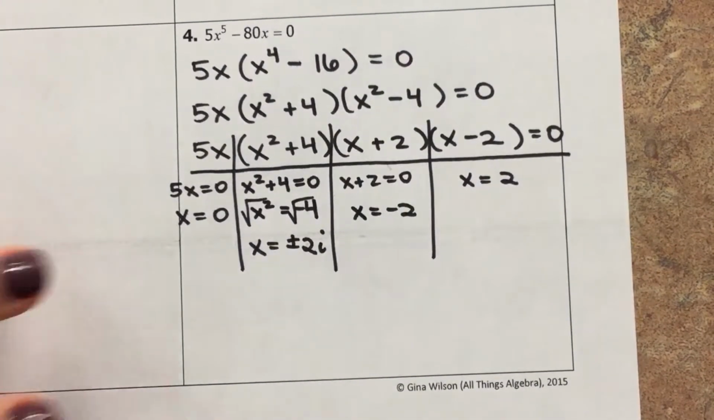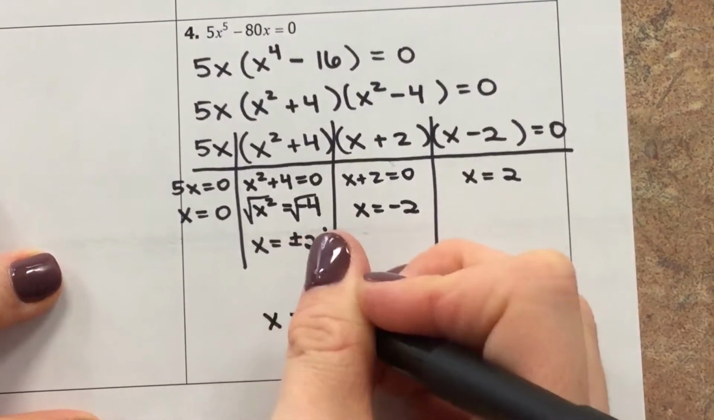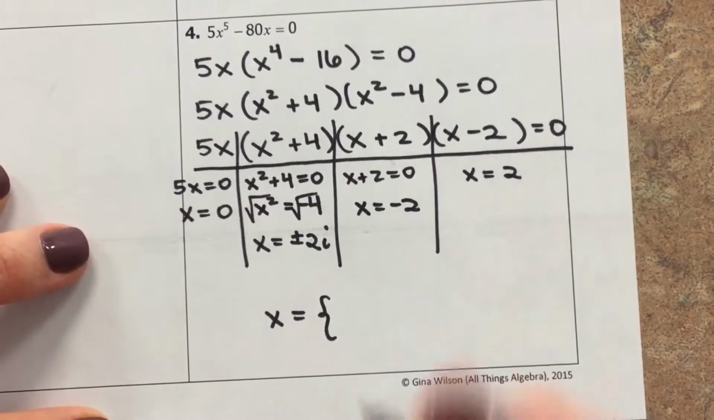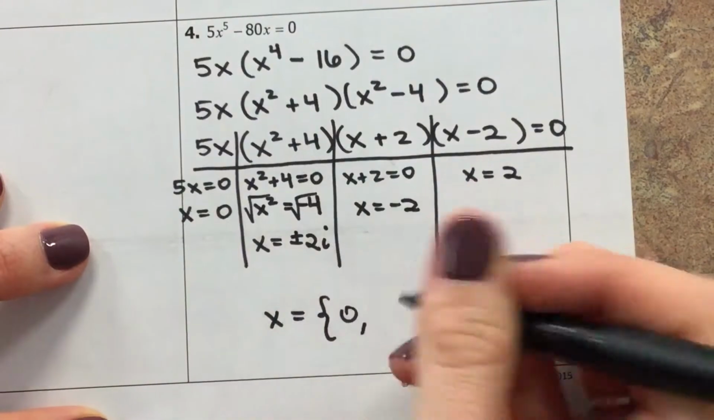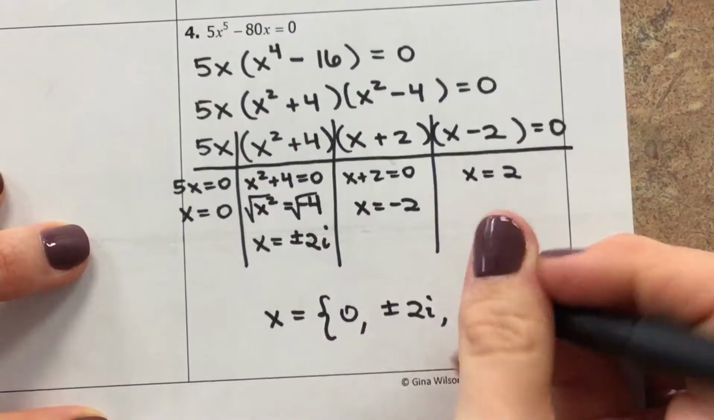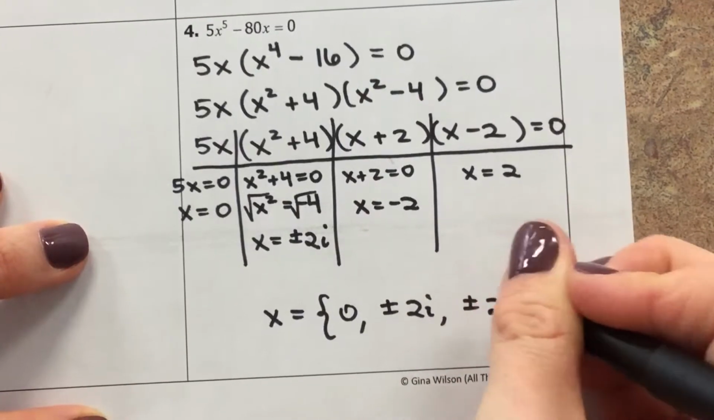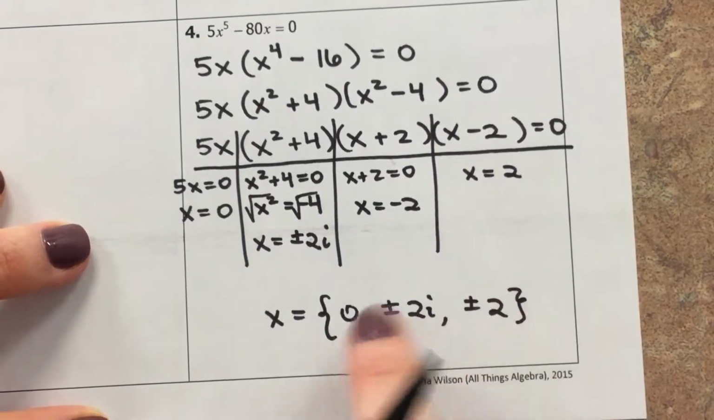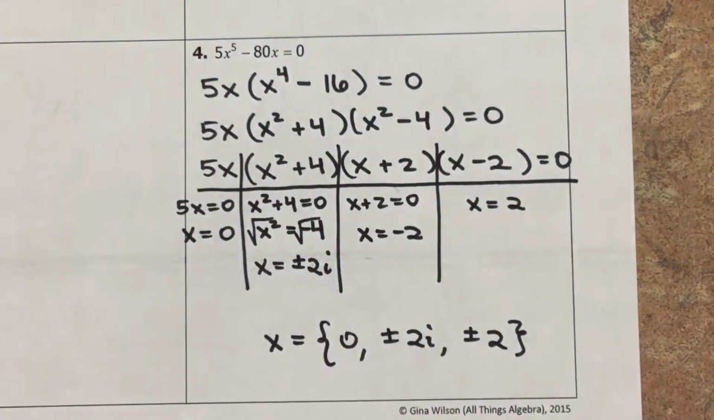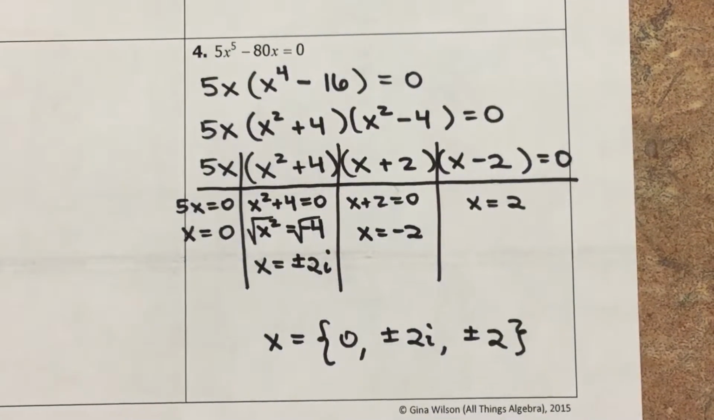All right, so all of our answers here, we can just write them in like plus or minus form. So we have 0, then we have plus or minus 2i, and then negative 2 and positive 2. So we can write that as plus or minus 2. So any of these are technically 5 different answers. If I plug them into my original equation, it would make the equation true. It would come out to equal 0.